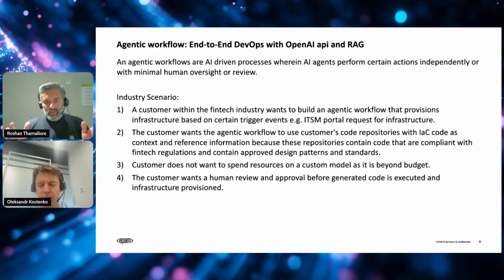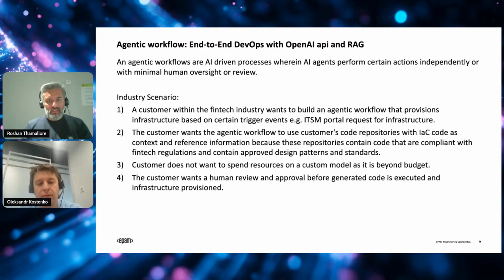So, to make this a little more interesting, I want to provide an industry scenario. Let's say we have a customer within the fintech industry, a highly regulated industry, that wants to build an agentic workflow that provisions infrastructure based on certain triggers or events. A typical example would be an ITSM portal request for new infrastructure. The customer wants the agentic workflow to use the customer's code repositories with IaC code as context and reference information when building new code. Why does the customer want that?